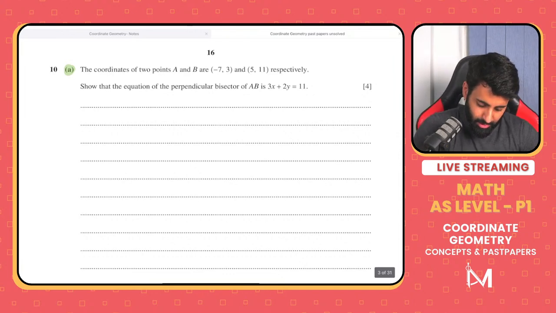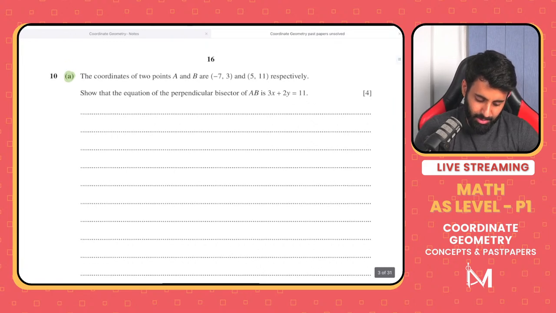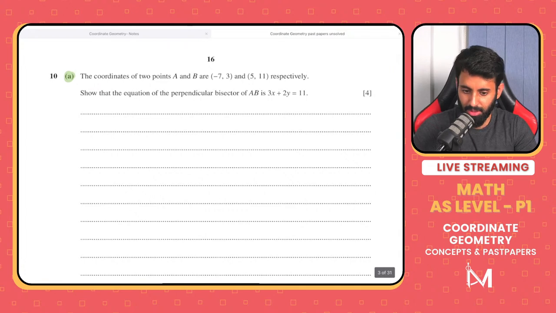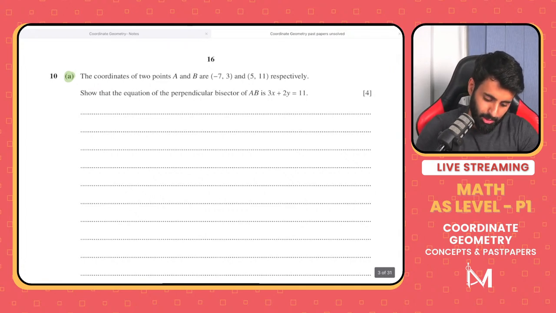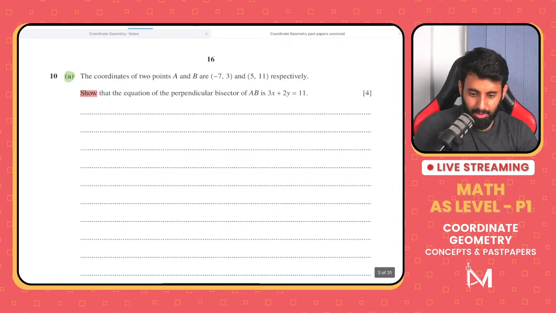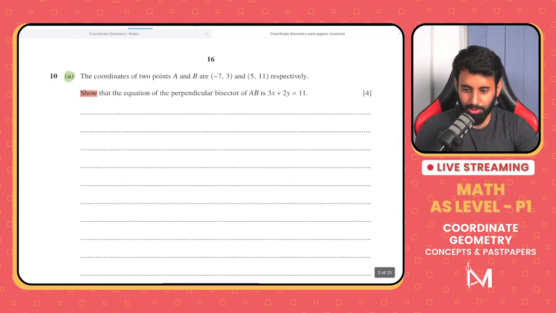Okay. So, here's a question which says, the coordinates of two points A and B are so and so. Show that the equation of the perpendicular bisector of AB is 3x plus 2y equals 11. So, show questions are very nice and also unforgiving at the same time because you have the right answer right in front of you. So, if you get it, that's great. You know for sure it's correct. But if you don't, then you also know for sure that it's wrong.